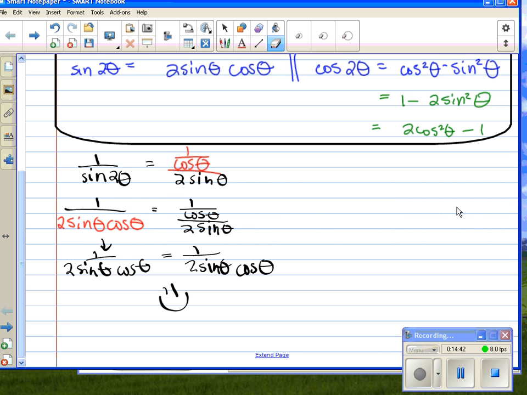How's that? Not so bad? Well done, Mr. Dunham. How about another example?